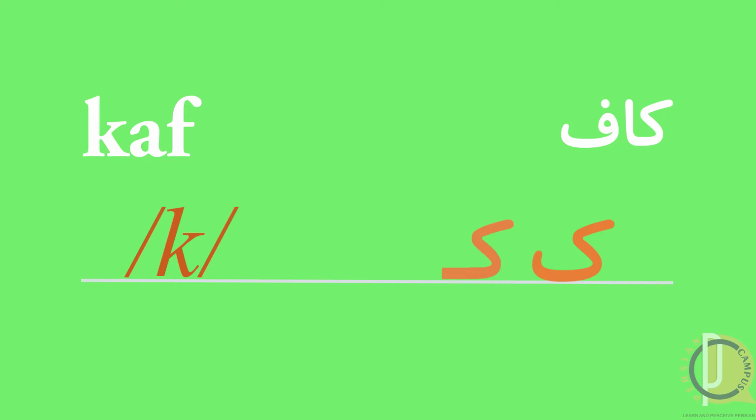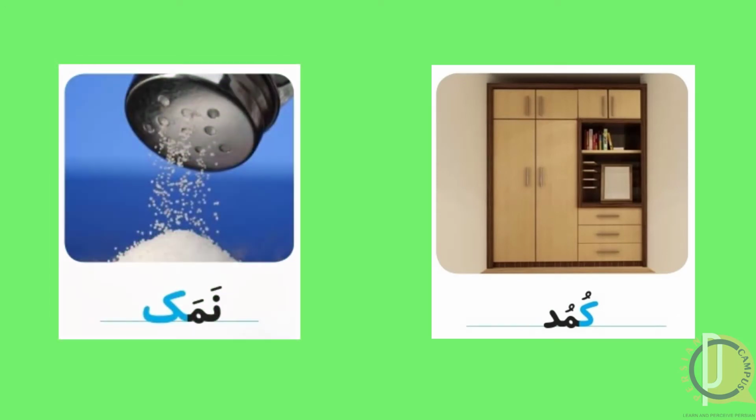The sound is k, as in commode, means cupboard, as in namak, means salt. If you have paid attention, our k is different from the English one, which is somehow like k. Now, are you ready for a complicated letter? That is he.